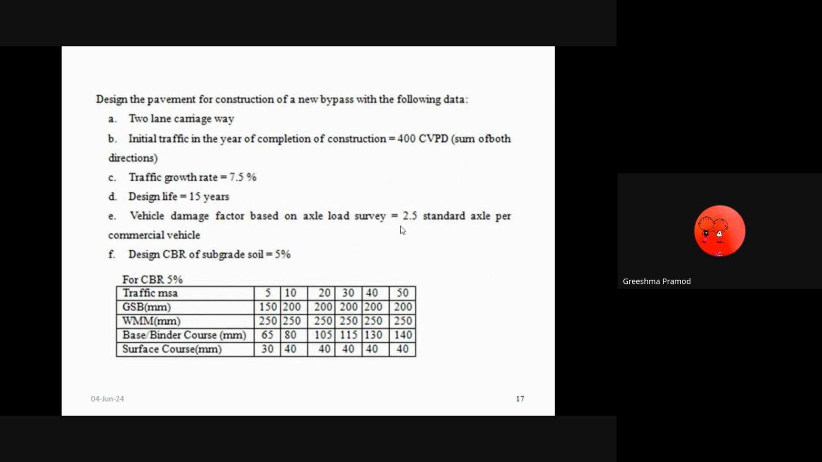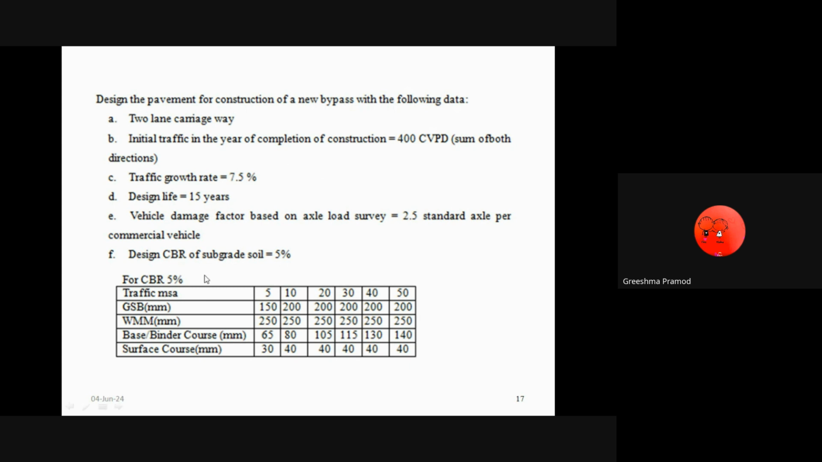Now, it's a problem. Design the pavement for the construction of a new bypass with the following data. It is a two-lane carriageway. The initial traffic in the year of completion of construction is given as 400 CVPD, which is the sum of both directions. The traffic growth rate is given as 7.5%. Design life is 15 years. The vehicle damage factor, VDF, based on the axle load survey is given as 2.5 standard axles per commercial vehicle. The design CBR for the subgrade is 5%.